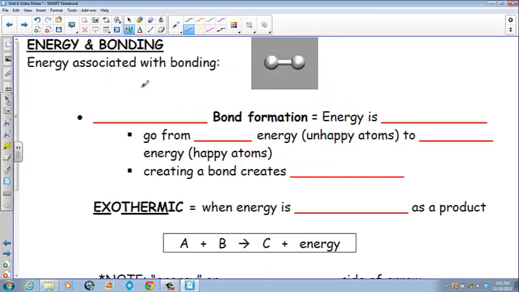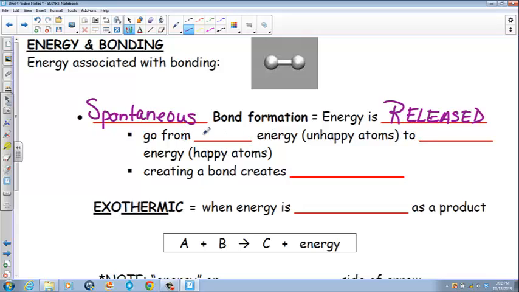All right, so let's talk about energy and bonding. And energy is associated with bonding. You need to either absorb it or it's released in bonding. Okay, spontaneous bond formation is when energy is released. This is very important. It just happens. We don't need to input energy. It's actually going to be released and just occurs.